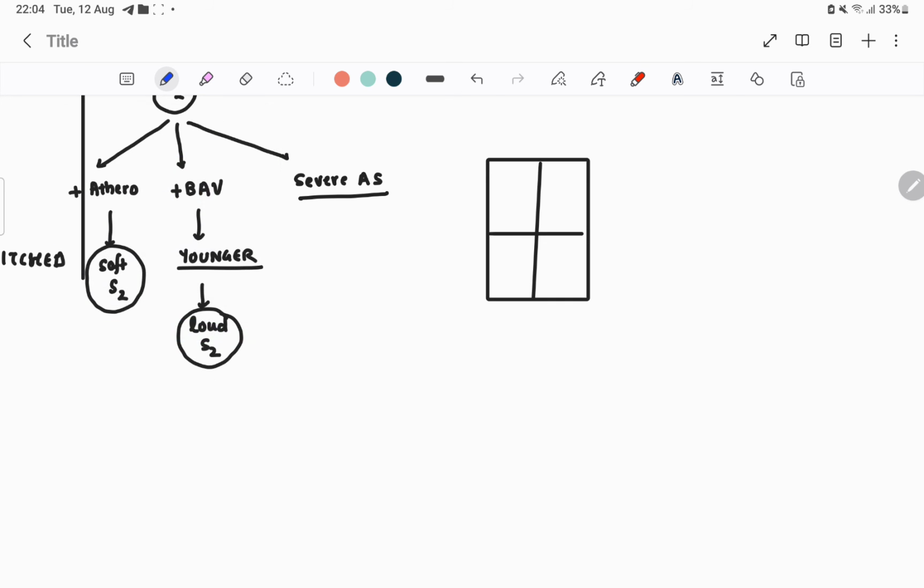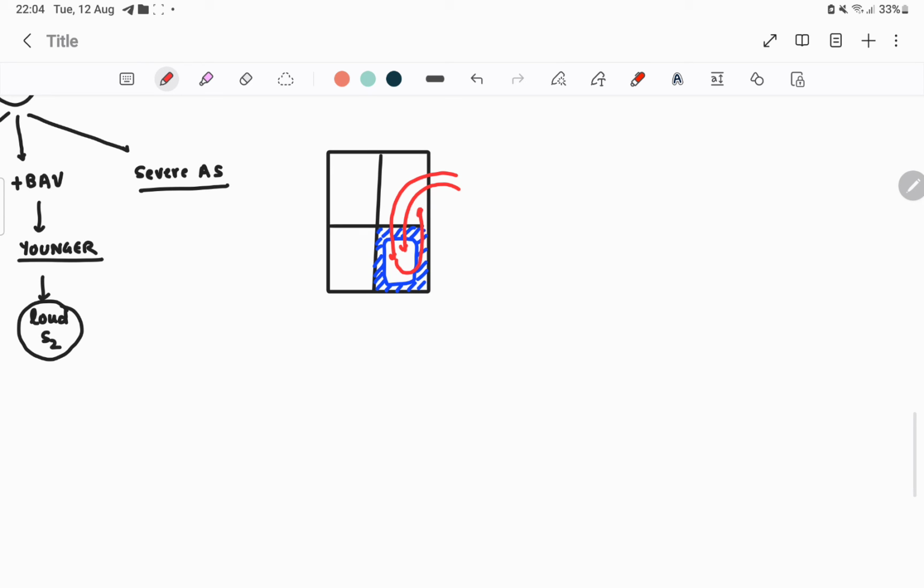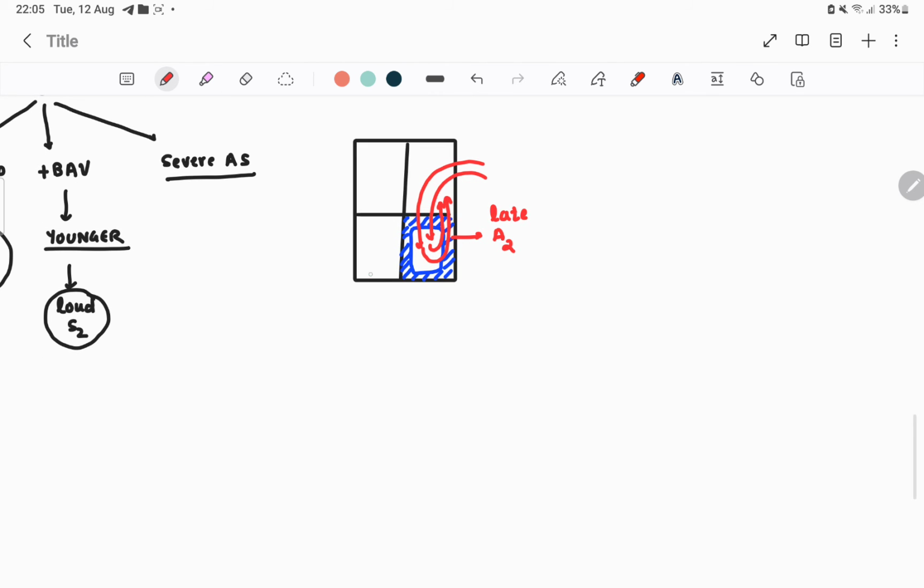Since our cavity size is reduced significantly, it is taking more time to be filled, and it is taking longer to eject blood as well. So A2 will be late. But the pulmonary valve will close fast. There is no defect in this pulmonary valve, so it will close fast.